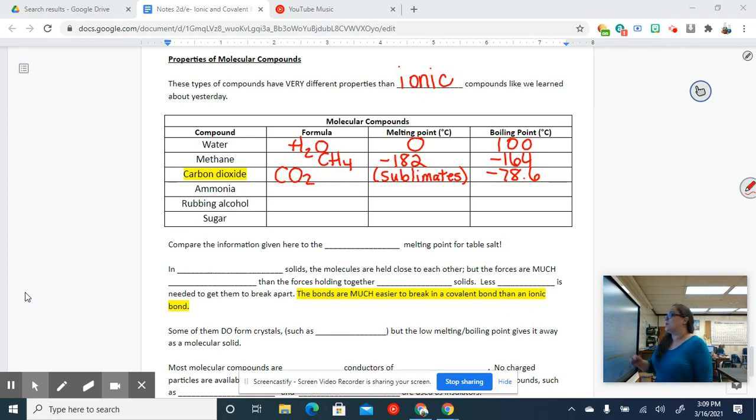All right, what about ammonia? Ammonia's chemical formula is NH3. So it's inorganic, no carbon there. It goes from a solid to a liquid, it melts, at negative 77.7 degrees Celsius. And it boils at negative 33.6. So we still aren't up to freezing for water for some of these things. These things are all gases at room temperature.